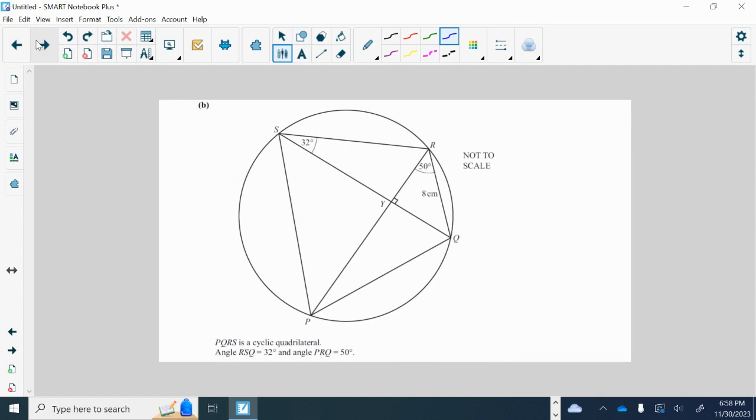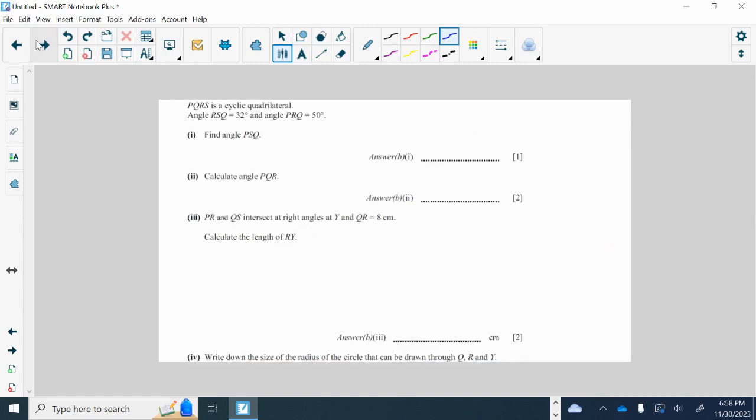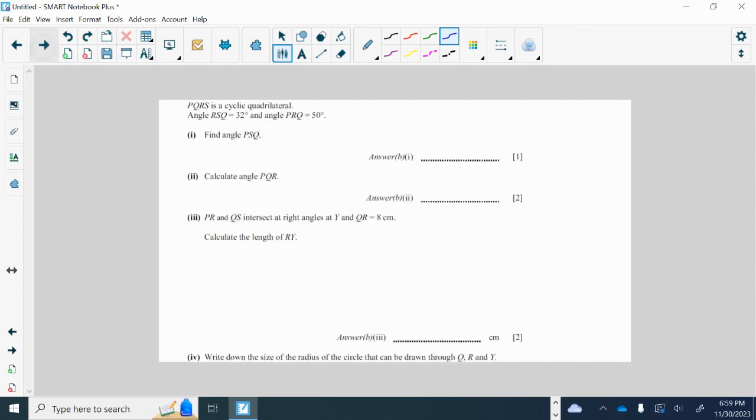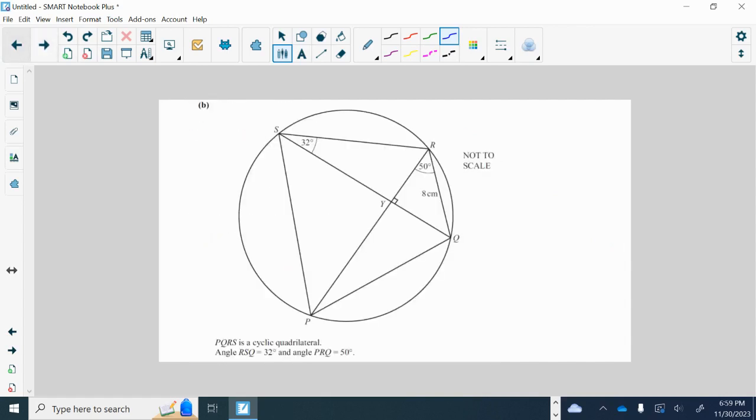So we've got a cyclic, I still can't remember, quadrilateral. Have they given us that? RSQ, oh, I don't know. Yes, they have, so they've already annotated that. That's nice. PRQ, presumably. Yeah.